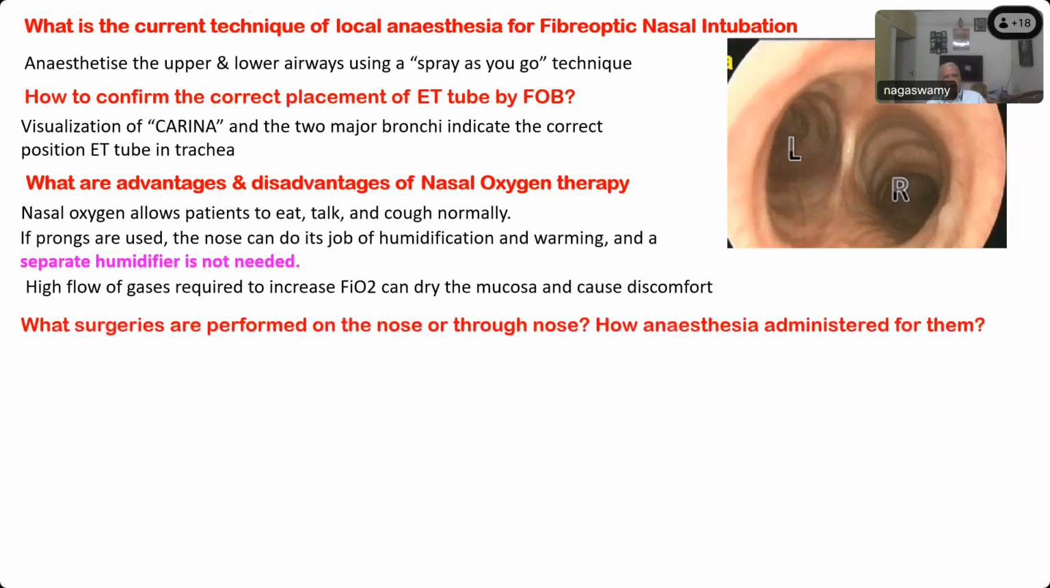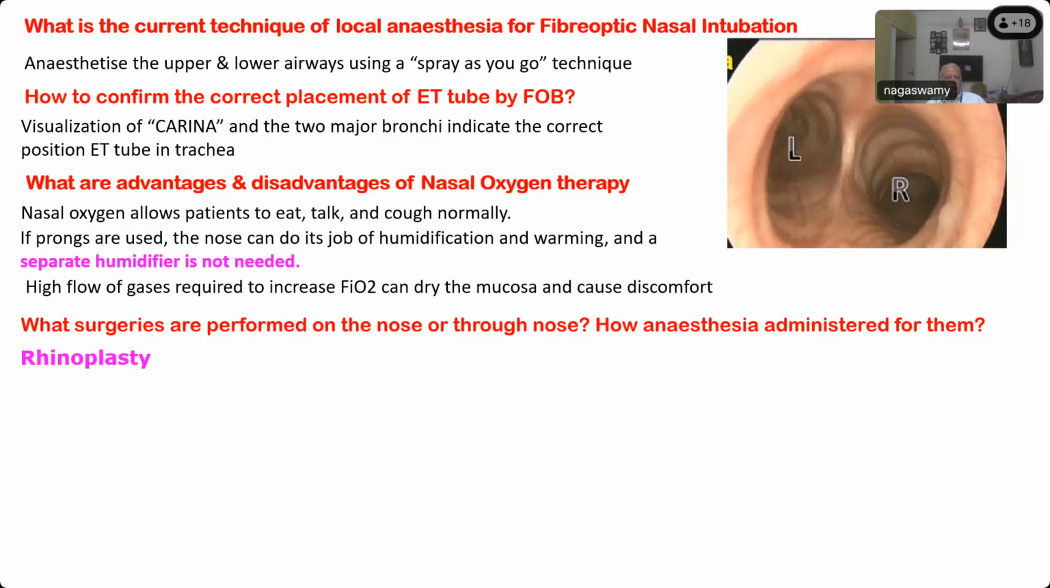And what surgeries are performed on the nose or through the nose? How is anesthesia administered for them? Most of the FESS, septoplasty, DCR, and turbinectomy, rhinostomy. These are all ENT procedures. What other procedures can be done through the nose? Pituitary. Neurosurgical endoscopic procedures, pituitary.